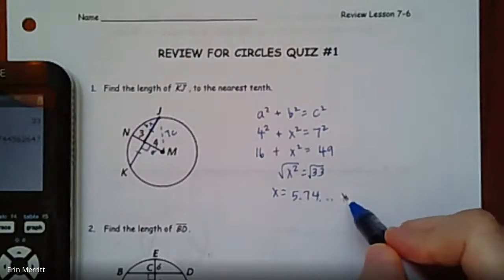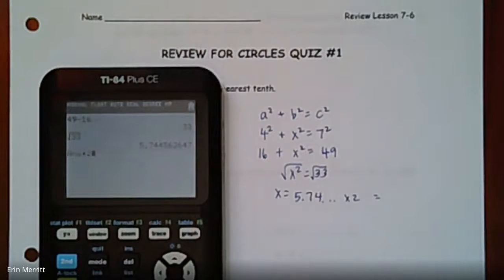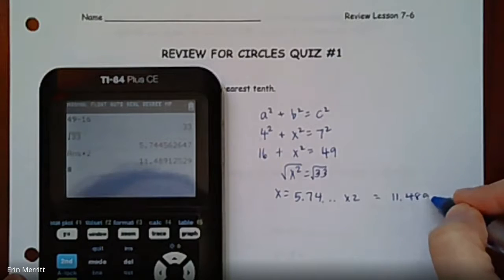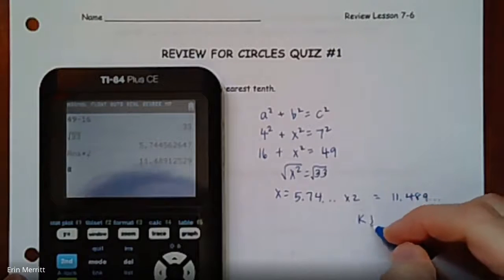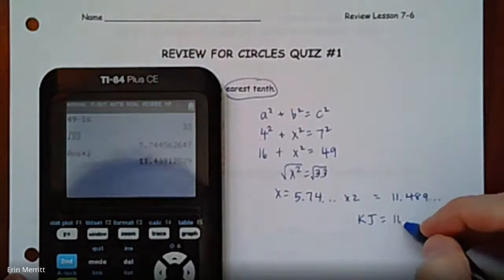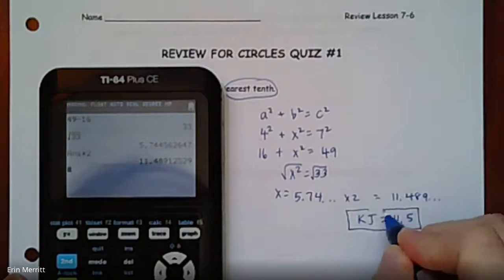KJ is double that. So now if we go times 2, keep in mind, I'm not done with the question. I'm not rounding a darn thing yet. So double it, I get 11.48 and so on. That is what I would now want to round to the nearest tenth. So 11.5 would be the length from K to J.